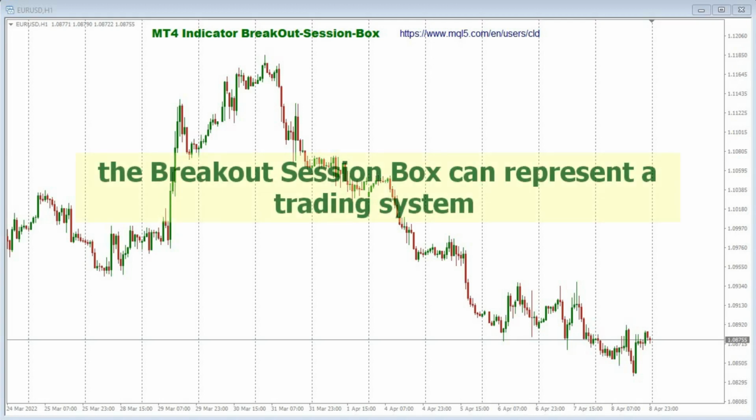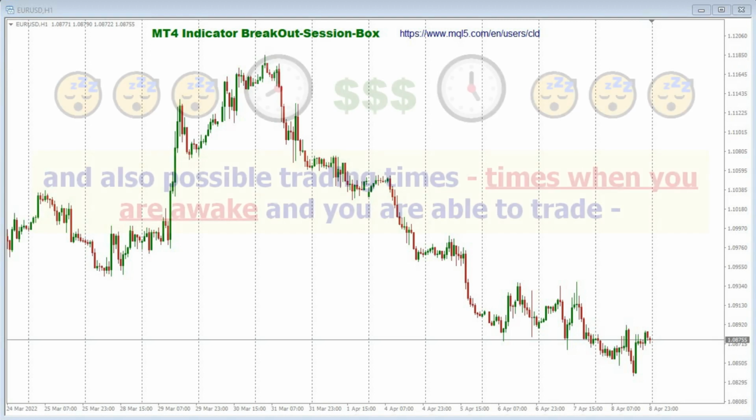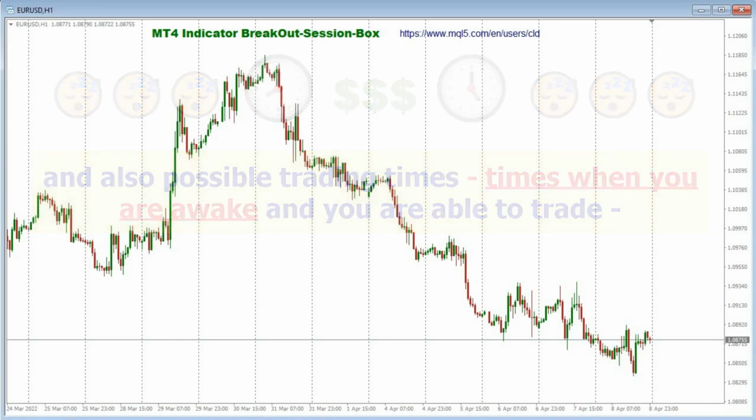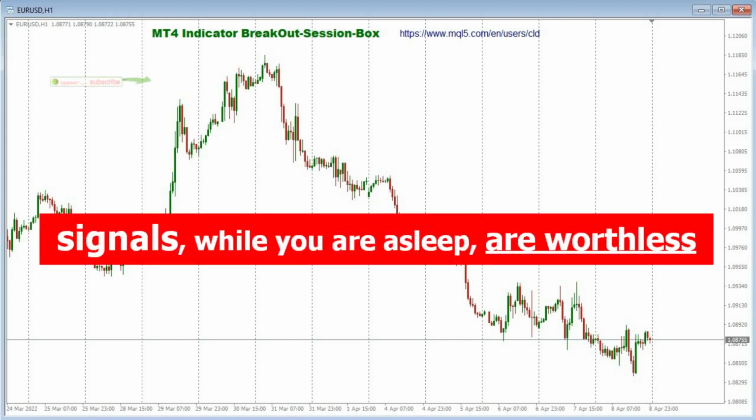The breakout session box can not only represent a trading system, but also possible trading times, times when you are awake and you are able to trade. Signals, while you are asleep, are worthless.